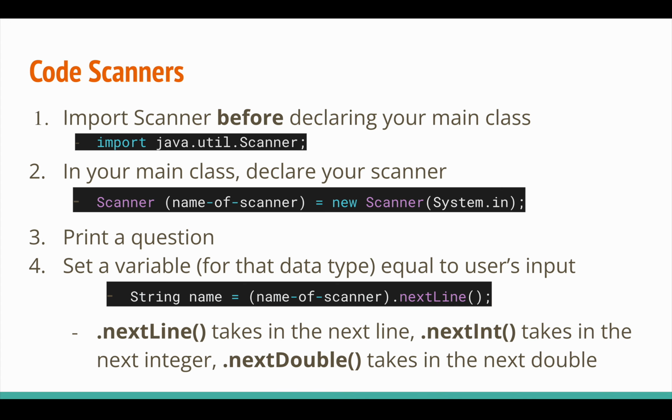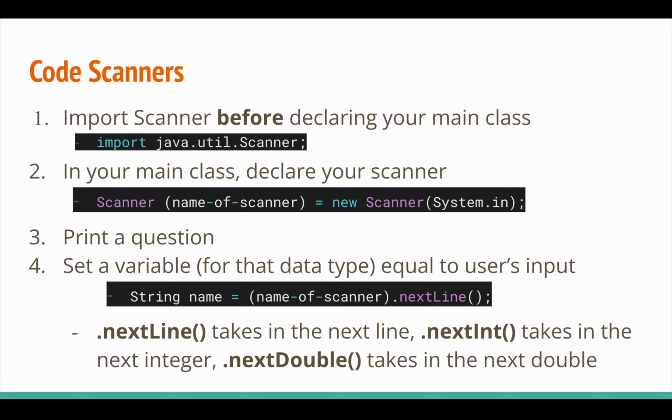So how do you use this? First, you want to import scanner before declaring your main class. And this import line is what you want to write above the main class, so not inside the main function. And inside the main class, within the main function, that's where you declare your scanner. And you write Scanner, and the name of the scanner equals new Scanner(System.in). After that, you will print a question for the user. After printing the question, set a variable for that data type equal to the user's input.